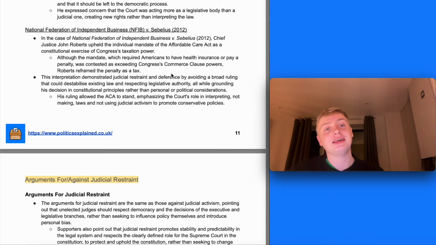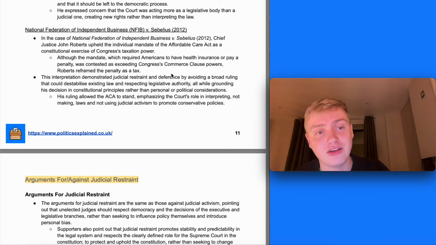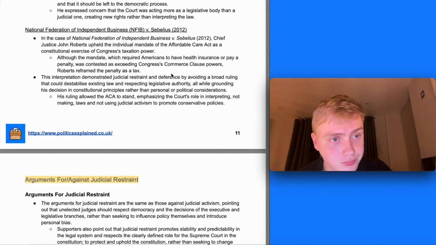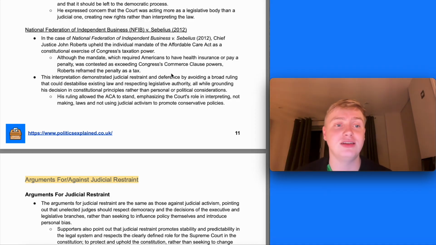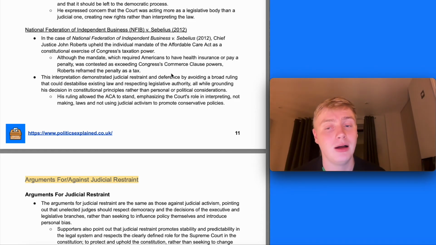And finally, the key case in relation to the Affordable Care Act is National Federation of Independent Business versus Sebelius in 2012, where Roberts upheld the individual mandate of the Affordable Care Act as a constitutional exercise of Congress's taxation power. Although the mandate, which required Americans to have health insurance or pay a penalty, was contested as exceeding Congress's Commerce Clause powers, Roberts reframed the penalty as a tax. This demonstrated judicial restraint and deference by avoiding a broad ruling that could destabilise existing law and respecting legislative authority, because if he'd struck it down, it would have struck down the whole of the Affordable Care Act, which was a key healthcare bill passed by Congress.